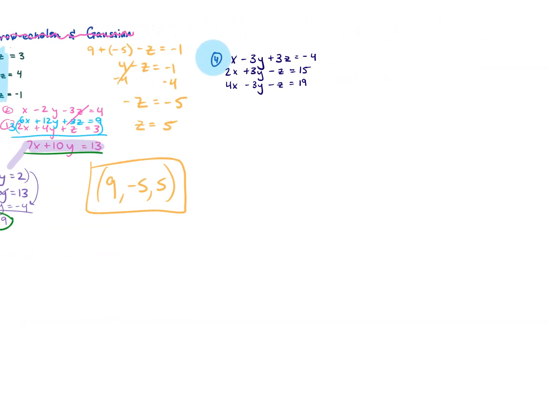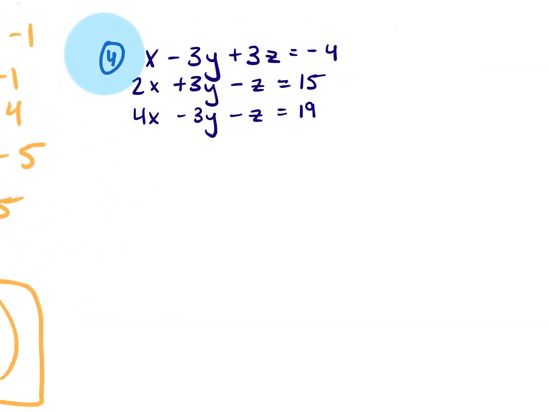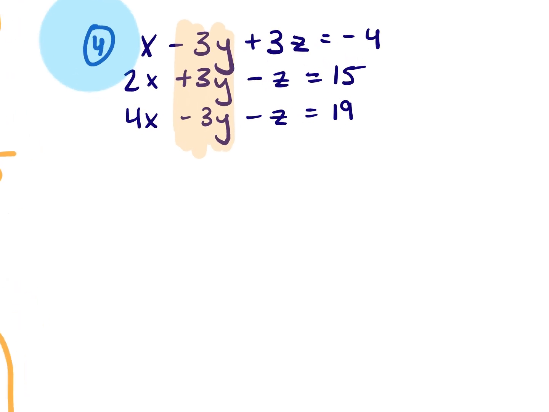Let's do number 4. Which variable do you think would be best to cancel out here? I would say y would be a little bit easier because they already have the same coefficient. You can cancel out the z's and you'll end up with the same answer. It just might be a little bit more work because you have to multiply to get your z's to cancel. So we have equation 1, 2, and 3. Which 2 do you want to combine first? 1 and 2.